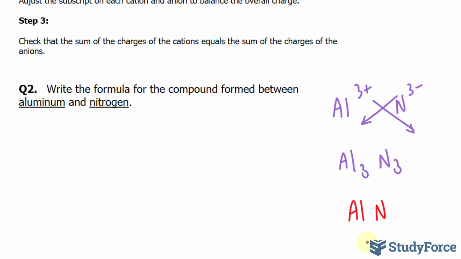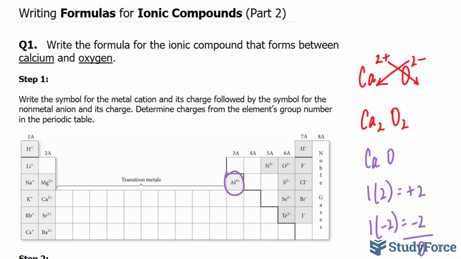We don't need to write the 1 down. It's assumed that it's there. And that's it. 2 more examples on how to write formulas for ionic compounds. If you still need help with this, make sure to watch part 1 for more review.